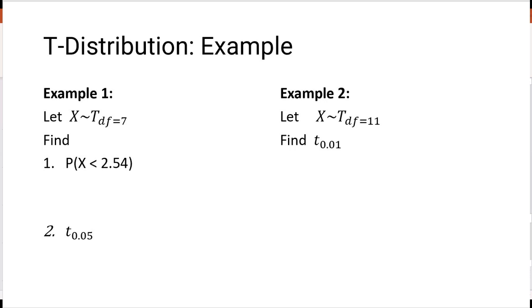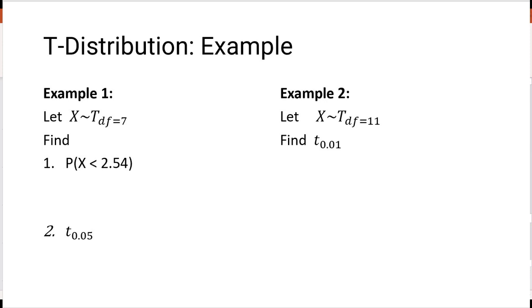And because the shape of this distribution depends on the degrees of freedom, it is called a parameter of the distribution. So here we have the distribution, the X that follows the t-distribution with degrees of freedom 7. Let's find the probability that t is less than 2.54.